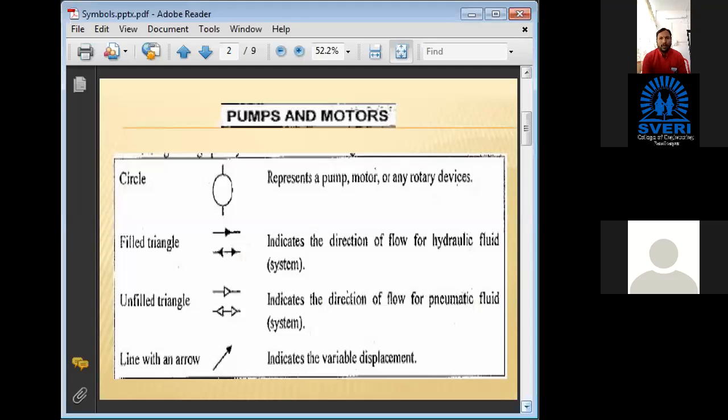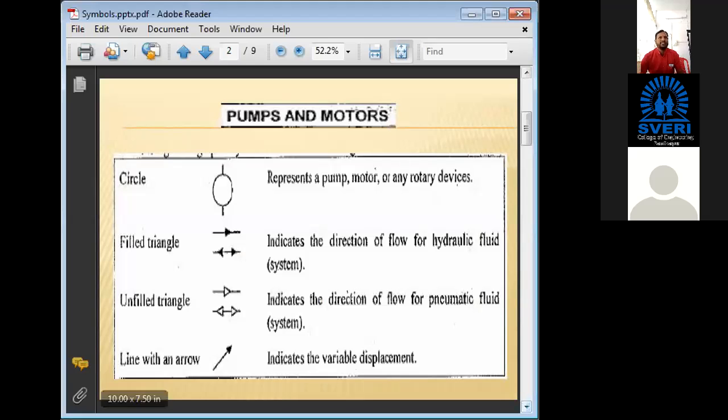Normally in our hydraulics part, pumps are required, and motors are required in the pneumatic part. We'll start with some basic symbols. For example, you can see on the screen, first I have written a circle.